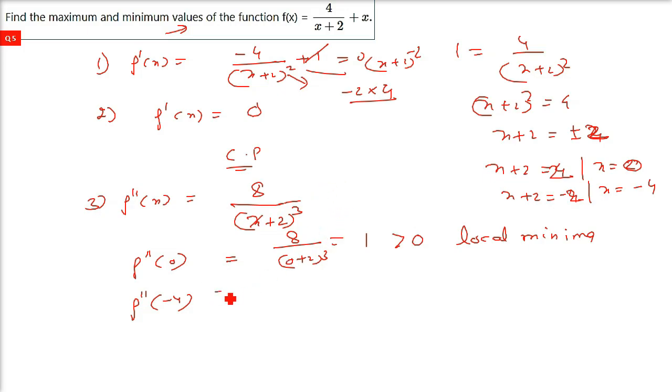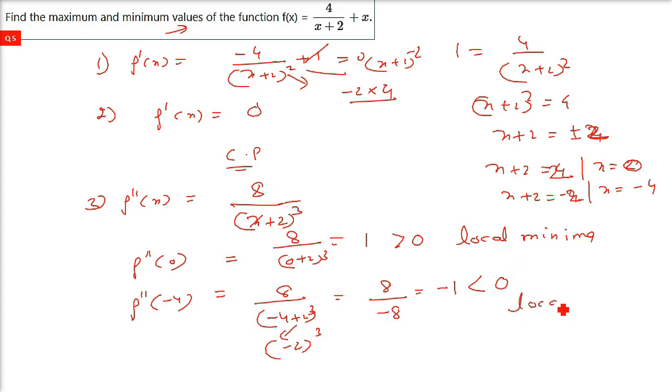But for a negative value, the opposite of minimum is maximum. So the value which is going to be negative will be oppositely matched. Greater than 0, local minima. Less than 0, because we have got negative 1, this is going to be local maxima. So we have to find out the maximum and minimum values which we found here.